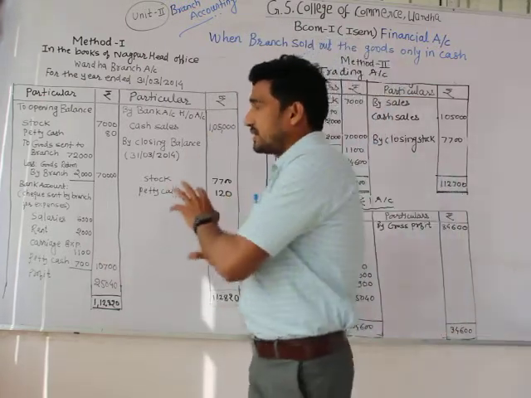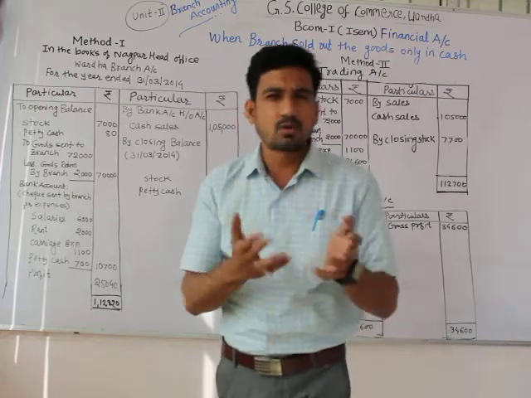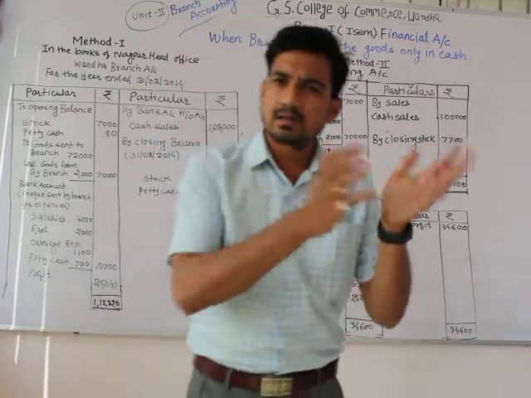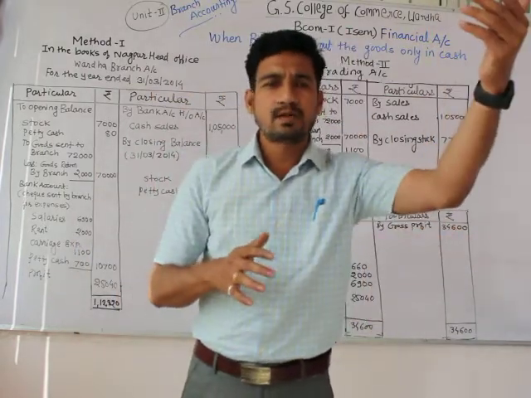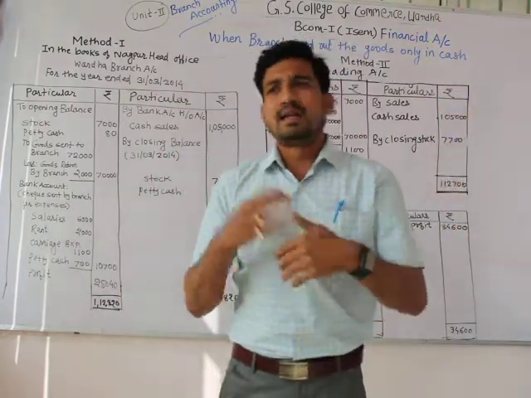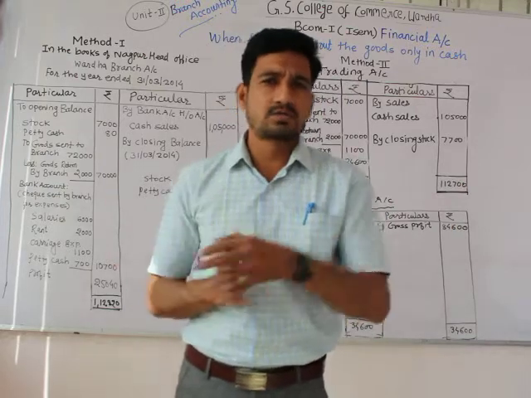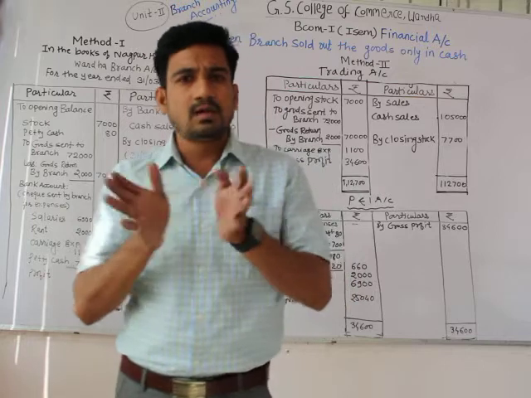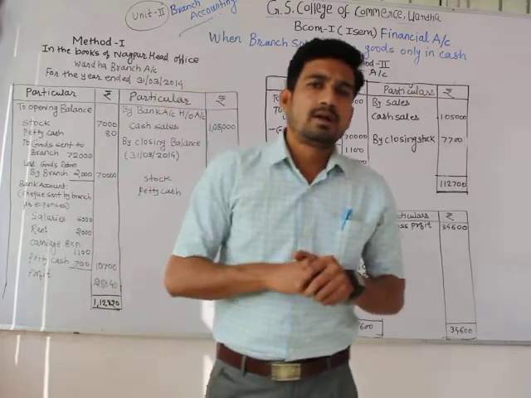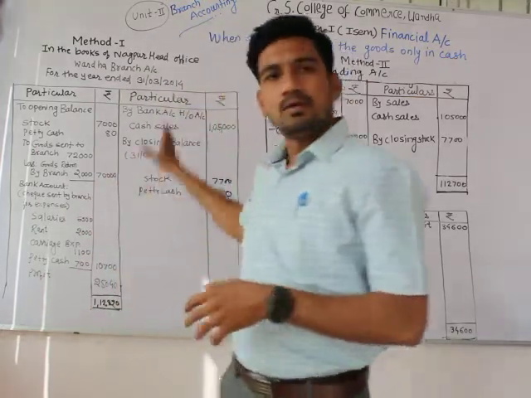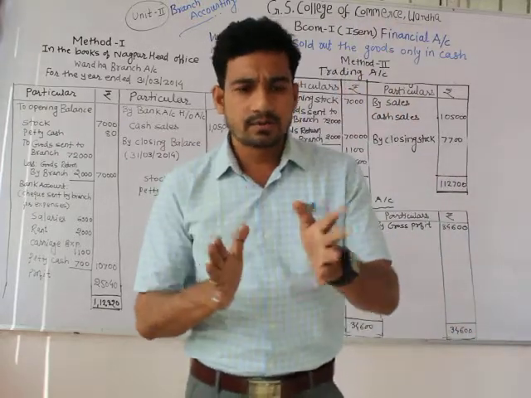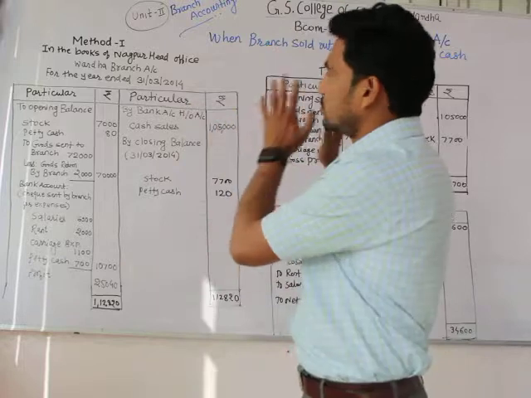I hope I wrapped up the theoretical portion of Unit number 2 in the initial 5 to 10 minutes: that there are 2 types of branches, inland branches and foreign branches. Inland branches again have 2 types, dependent branches and independent branches. I explained the meaning of all those terms, and right now we are going to start the first problem. First I will read that problem from the reference book, and then we will move to the solution of the problem.